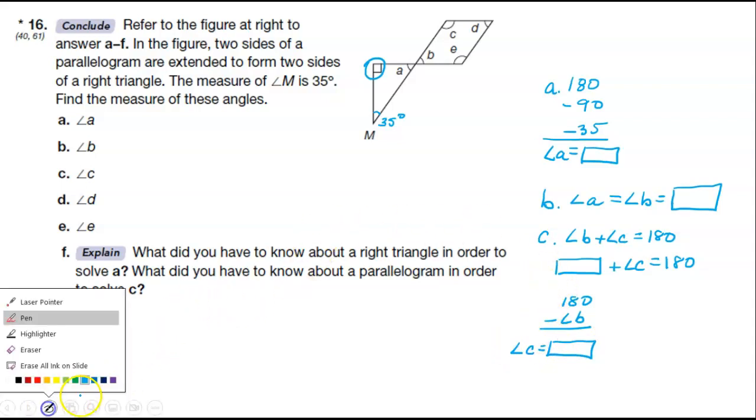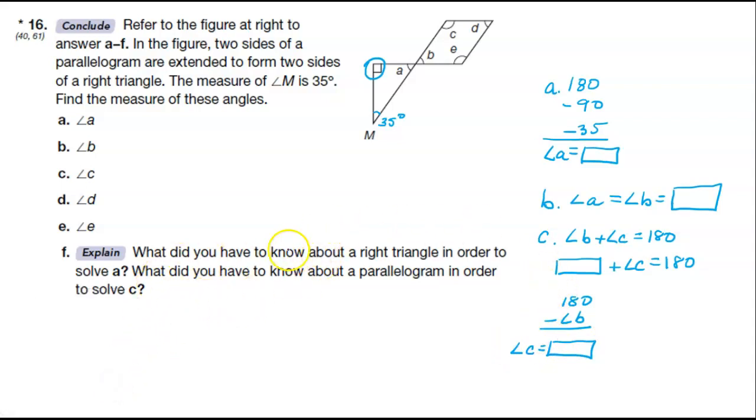Let me get another color. Let's see. So D, angle D is equal to angle B because they're opposite each other. So that will be your answer. And then E, angle E is equal to angle C because they're opposite, and that should give you that.